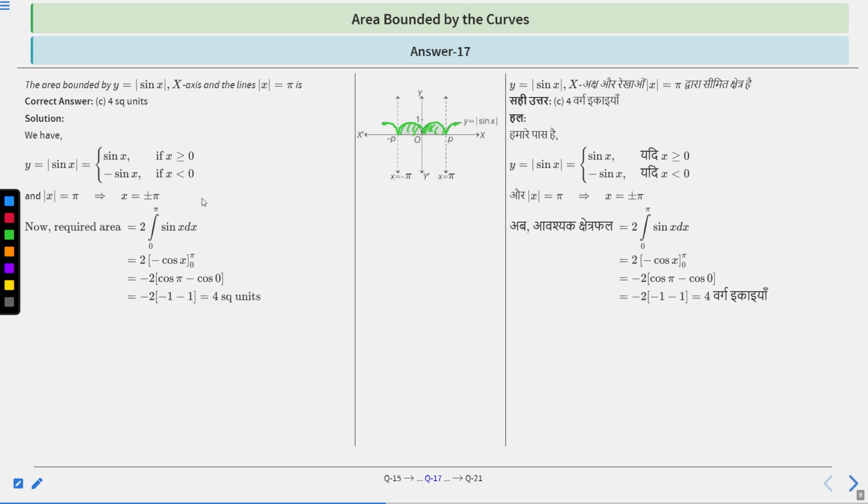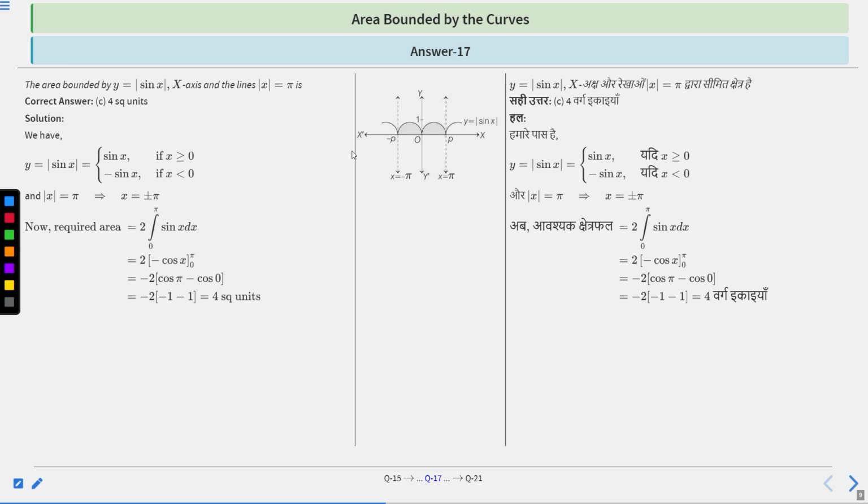Therefore, y is equal to mod sin x, which is basically sin x when x is greater than or equal to 0, and minus sin x when x is less than 0, and mod x equal to pi, therefore x is equal to plus minus pi. Now the graph is symmetric, right? Therefore, the required area will be 2 times the integration from 0 to pi of sin x dx.